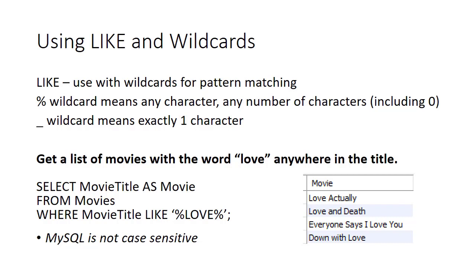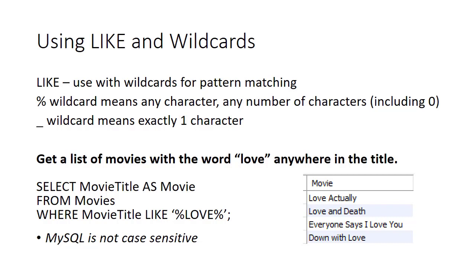In the first example, we're going to look for movie titles that have the word love in the title. We are going to write that as where movie title like, there's our keyword, and then our wildcard %love%. So that means there can be none or many characters before the love, and none or many characters after the love. We're just looking for love anywhere in the title.